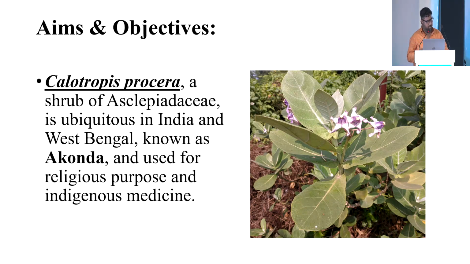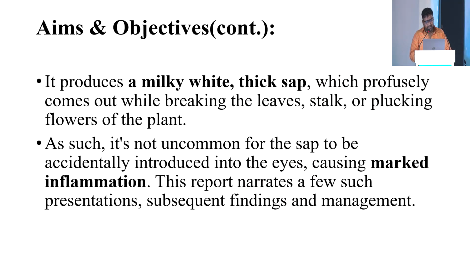It is used in indigenous medicine, quack practices, and most commonly in Shivratri Puja for offering to Shiva. So this produces a milky white thick sap which profusely comes out while breaking the leaves, stalk or plucking flowers of the plant. As such, it is not uncommon for the sap to be accidentally introduced into the eyes, and it causes marked inflammation. This report by me narrates a few such presentations and findings and their management.